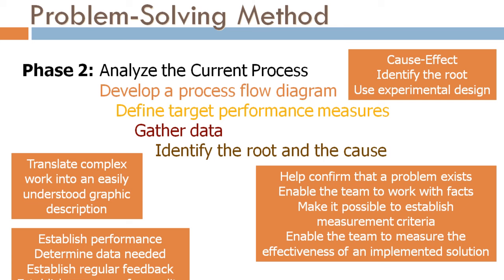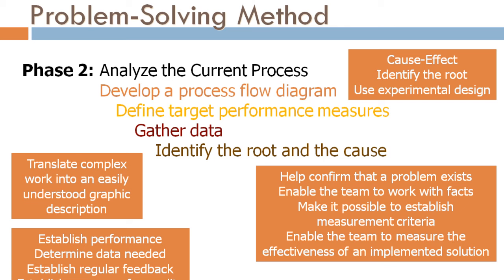You can identify the root. You can use experimental design. But this phase helps confirm that a problem exists, so that you have the opportunity to fix it. Also enable the team to work with facts, and this is based on real data. Make it possible to establish measurement criteria. This is very important. Enables the team to measure the effectiveness of an implemented solution.